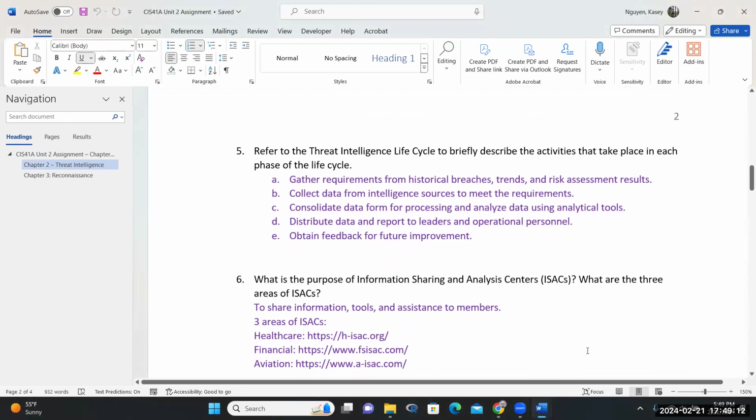So when we look at the threat intelligence cycle, we're going to describe the activity that takes place in each phase. First, you're going to gather the requirements from historical breaches, trends, and risk assessment results. And assuming that has been done.